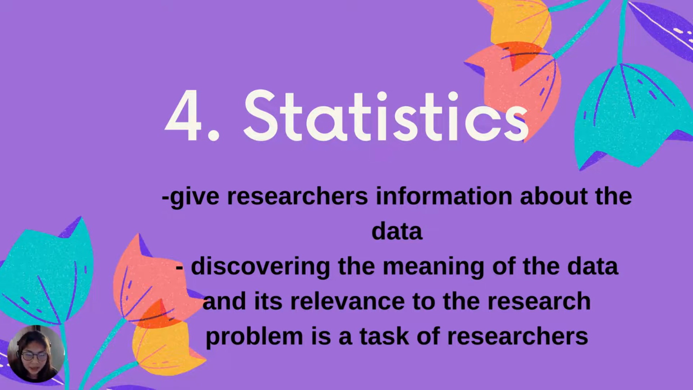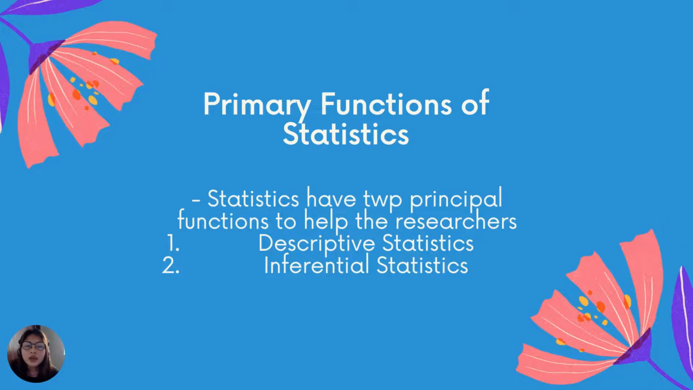Statistics give researchers information about the data. Discovering the meaning of the data and its relevance to the research problem is a task of researchers. Okay, so we have the primary functions of statistics. Statistics have two principal functions to help the researchers. First is the descriptive statistics, and next is the inferential statistics.